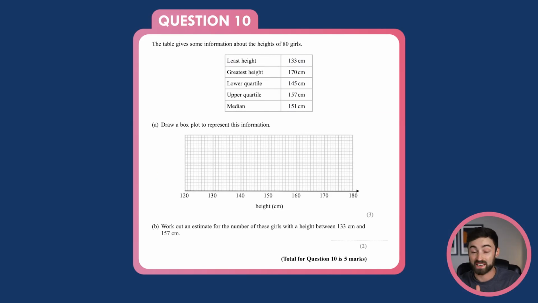Question 10 is throwing down the stats. So here we go. So we've got the height of 80 girls, and they've given us a load of summary statistics, so like the quartiles and that stuff. Basically the stuff that you need to draw a box plot. So we've got the least height, the greatest height, the quartiles, and the median, which is a quartile. And then we just want to draw a box plot.